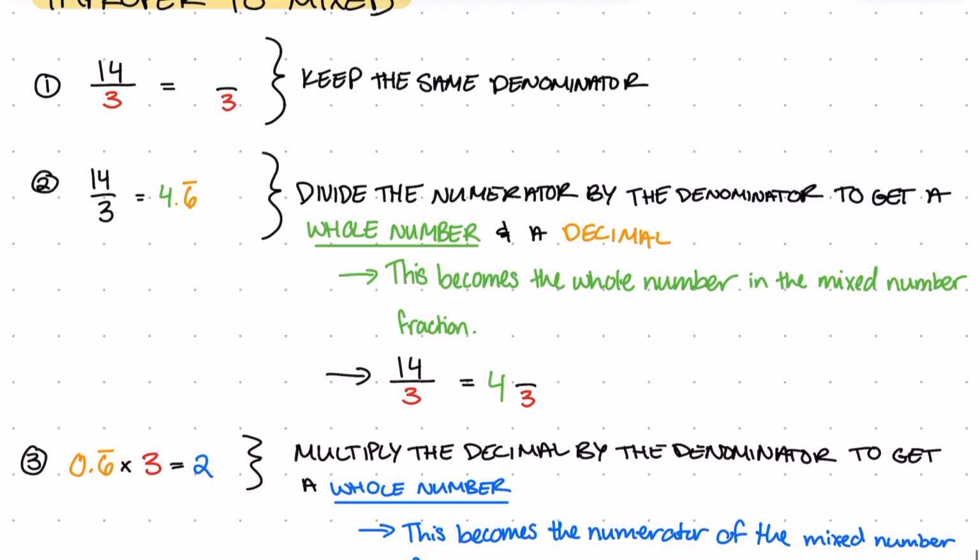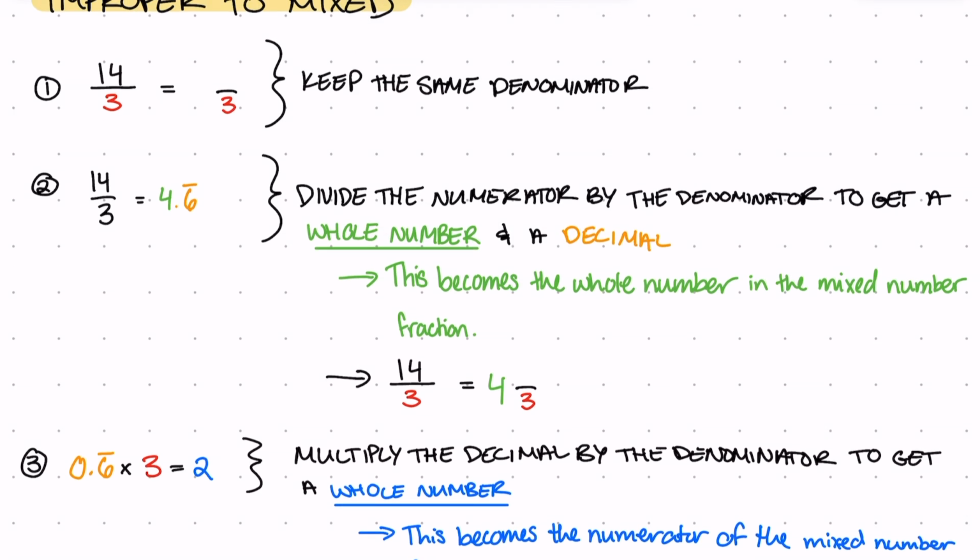Yeah, and if you're good with doing these simple problems in your head, like a simple division of 14 over 3, if you can tell immediately that 3 goes into 14 4 times with a remainder of 2, then you can skip this third step. You can just do 4 and 2/3, where 4 is the whole number and 2 is the remainder, and 3 is the same denominator.